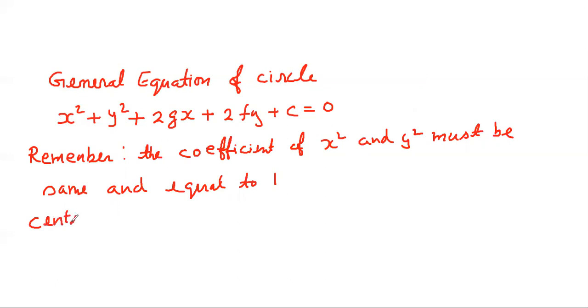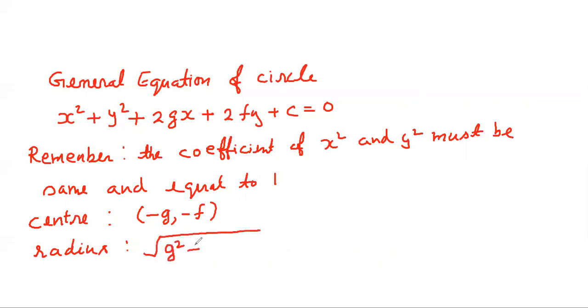For this general equation, what is the coordinate of the center? The center will be (-g, -f). And what is the radius? The radius will be under root g square plus f square minus c. The condition given here is that g square plus f square minus c must be greater than or equal to 0.